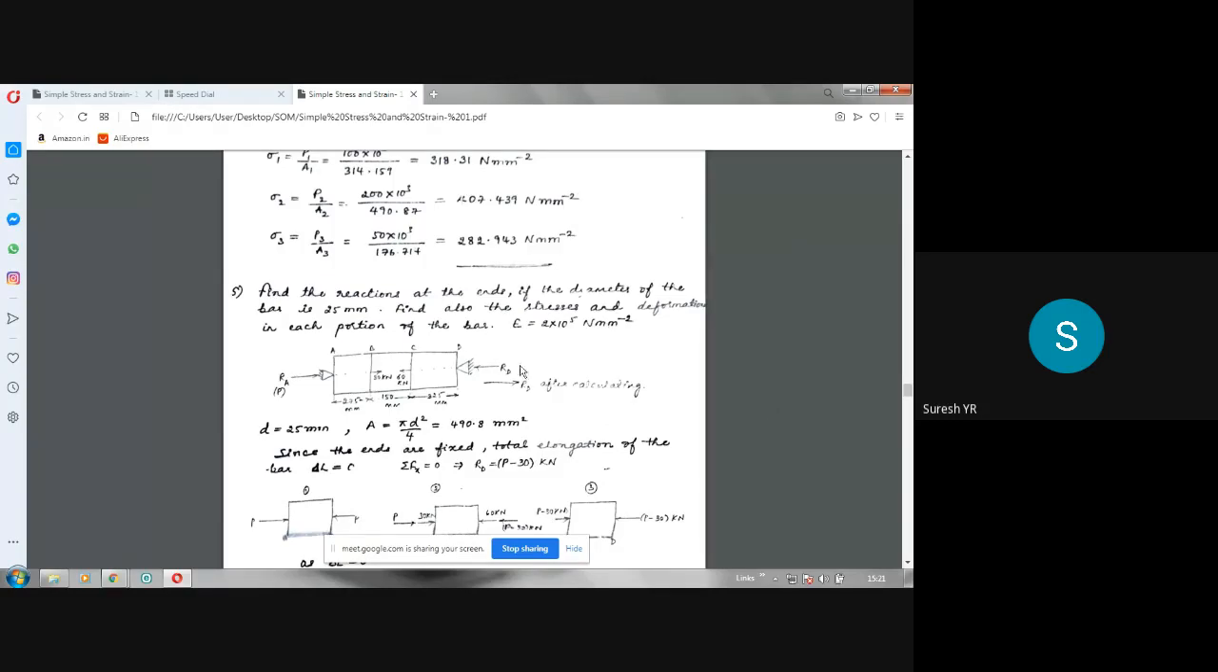If you observe this bar, you can see that it is restrained at these two ends. Restrained means it is fixed; there is no change in deformation. That means the total deformation of the bar, dl or delta L, whatever you take, will be 0. Why is dl 0? Because this bar cannot elongate. It neither elongates nor contracts. So delta L will be equal to 0.